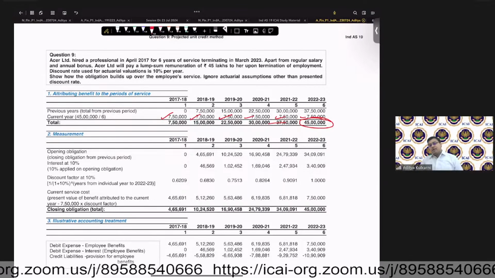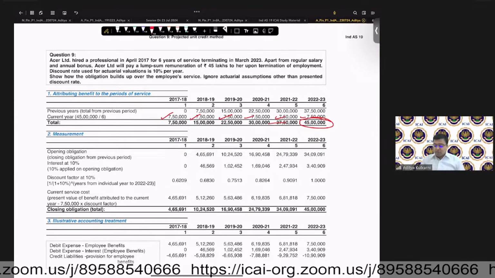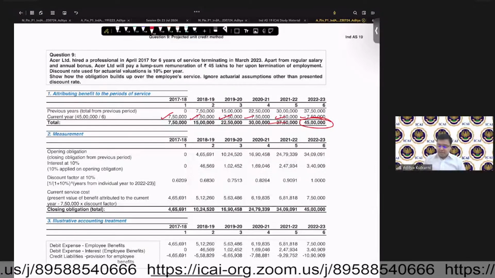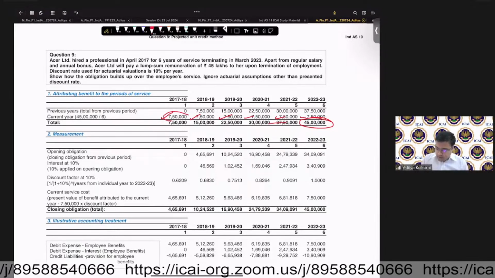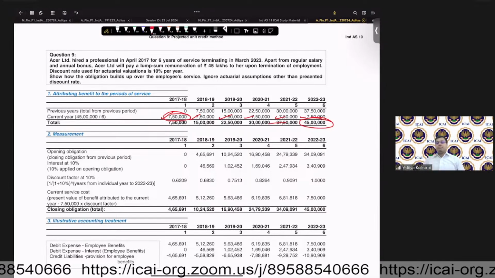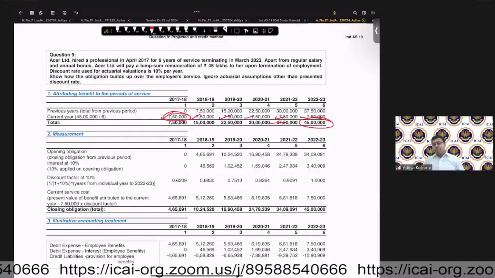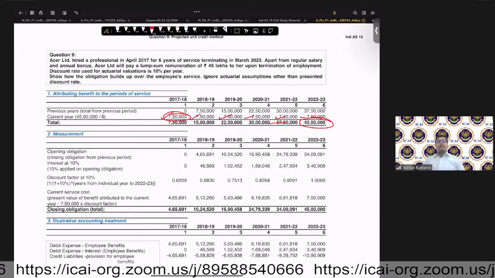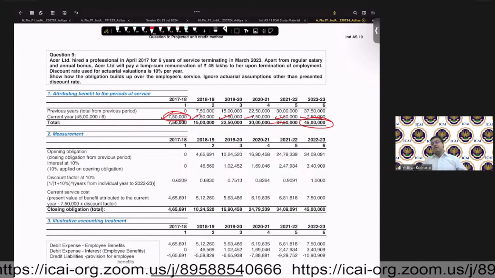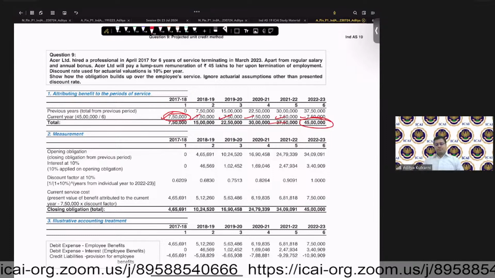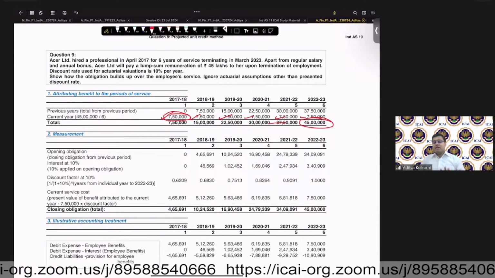Now let us see whether you have understood this. The first year benefit of 7,50,000. When is it going to get paid? Is it going to get paid at the end of year one? At the end of year two? Or is it going to get paid at the end of year six? At the end of year six.